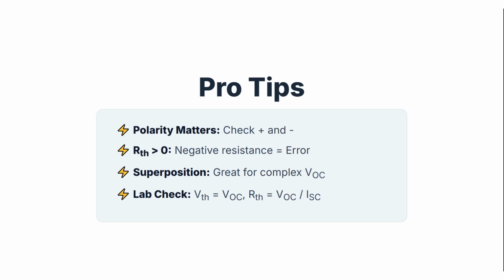Tip 4. For R Thevenin, you can also use the formula R Thevenin equals VOC divided by ISC, where ISC is the short circuit current. Sometimes this is easier than the test source method. Tip 5. In the real world, you can measure the Thevenin parameters. Measure VOC with a voltmeter. Measure ISC with an ammeter. Calculate R Thevenin equals VOC divided by ISC. Engineers do this to characterize unknown circuits.